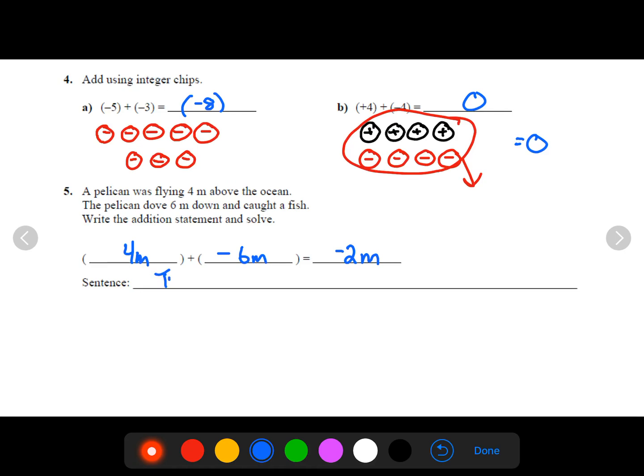So the pelican dove 2 meters below the water to catch the fish.